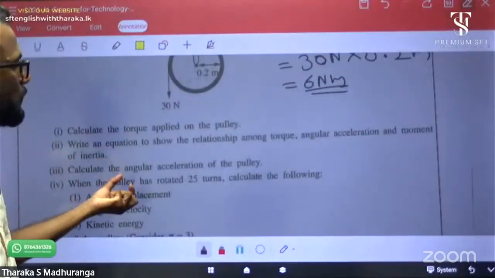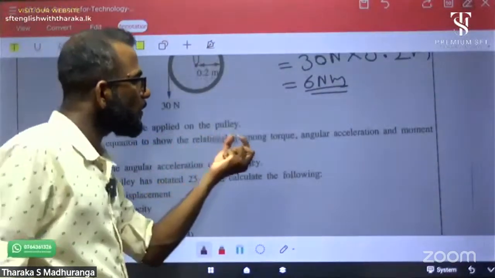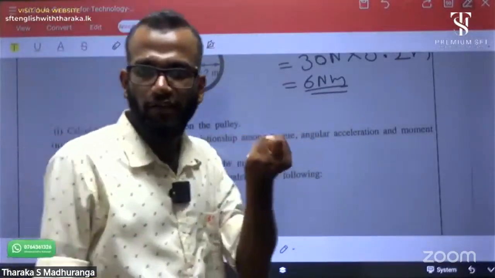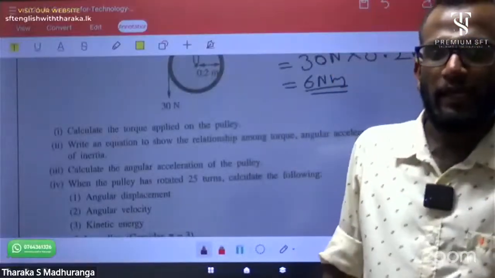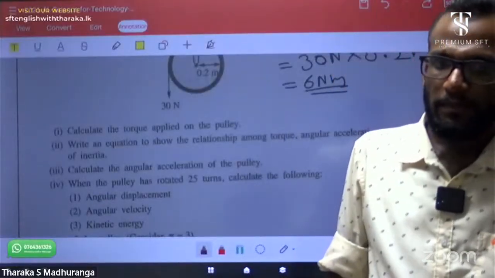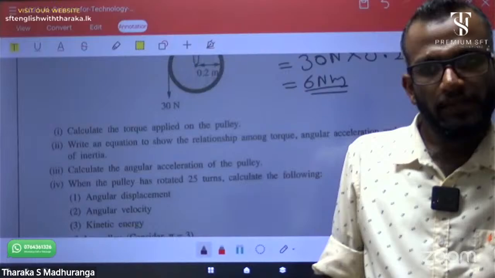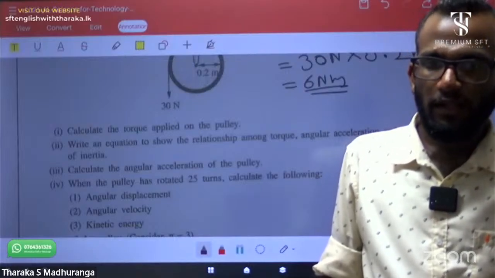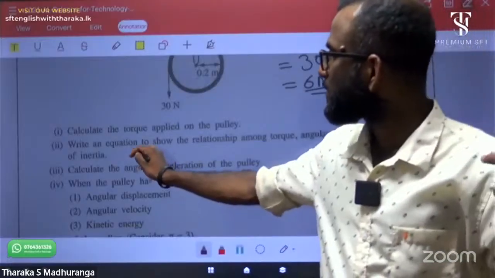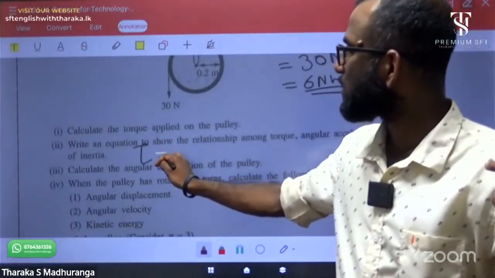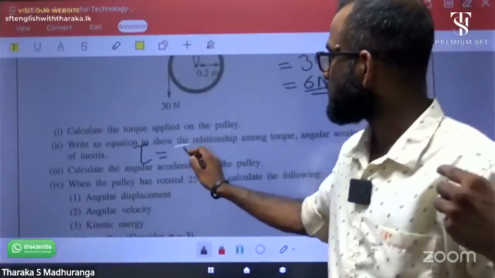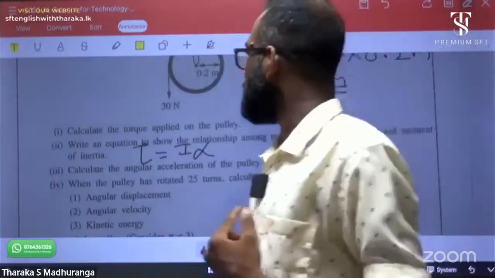Write an equation to show the relationship among torque, angular acceleration, and moment of inertia. Very simple. What is the relationship? Torque equals I alpha.